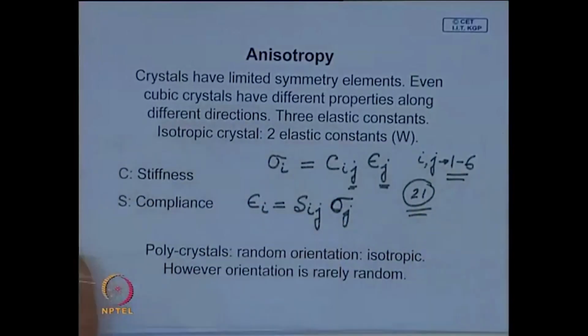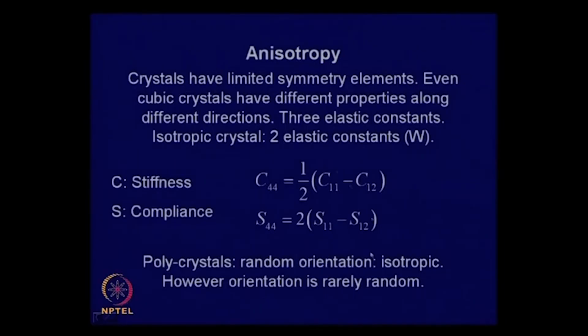Now, if you look at this slide over here, it is possible to see how these constants are related in the case of an isotropic material. In cubic, this relation will not be valid; C44 will not be given by these two. Therefore, what we need in the case of a cubic crystal are 3 elastic constants: C44, C11, C12, or S44, S11, S12.